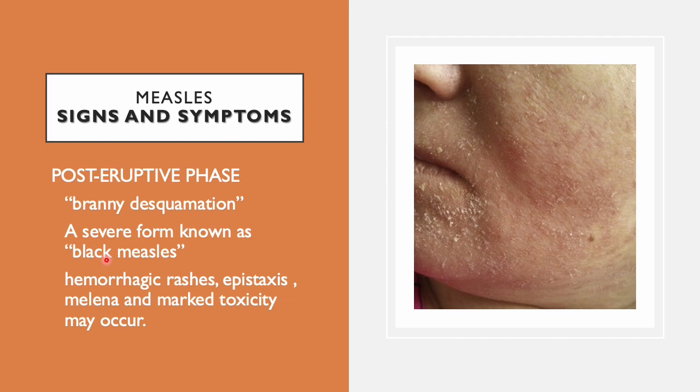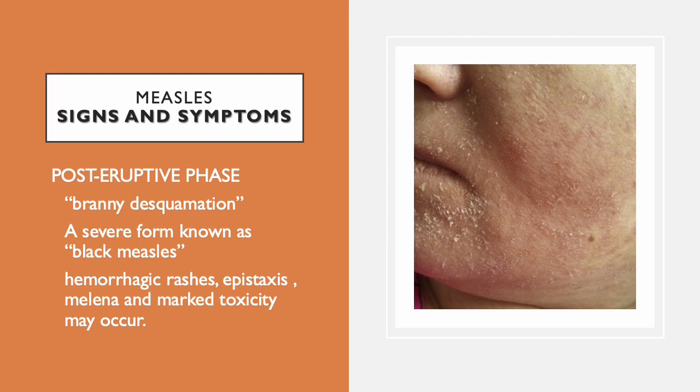Now, in some cases, merong mga nagkakaroon ng hemorrhagic rashes, epistaxis, which is nose bleeding, melena, which is, tawag dito, fresh blood, black tarry stool, di ba, melena. And then, yan, there can also be marked toxicity.